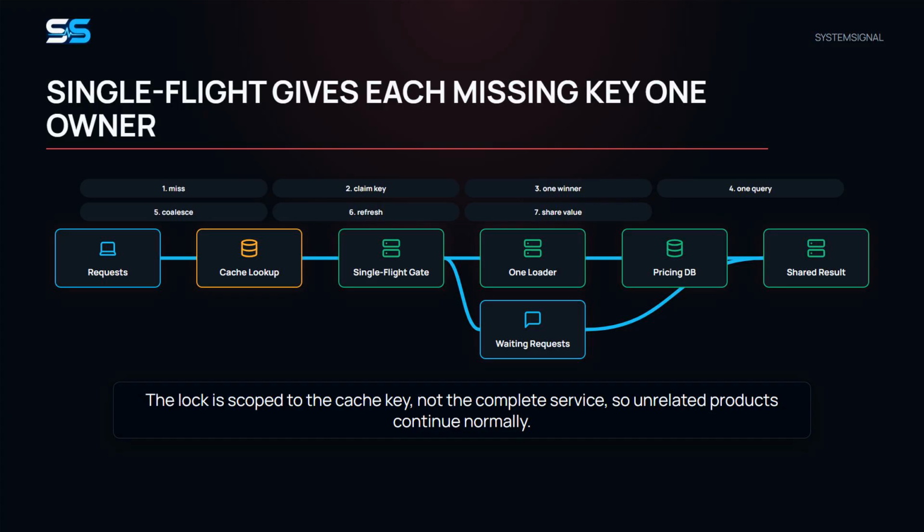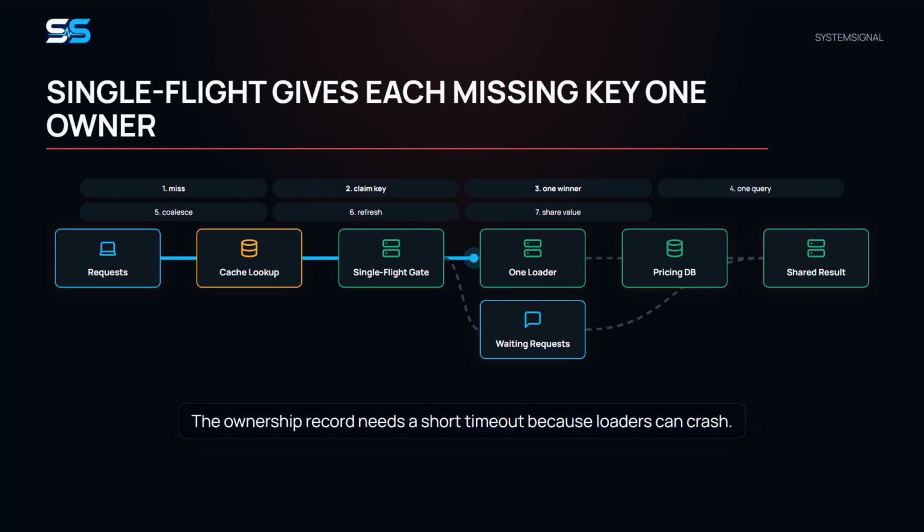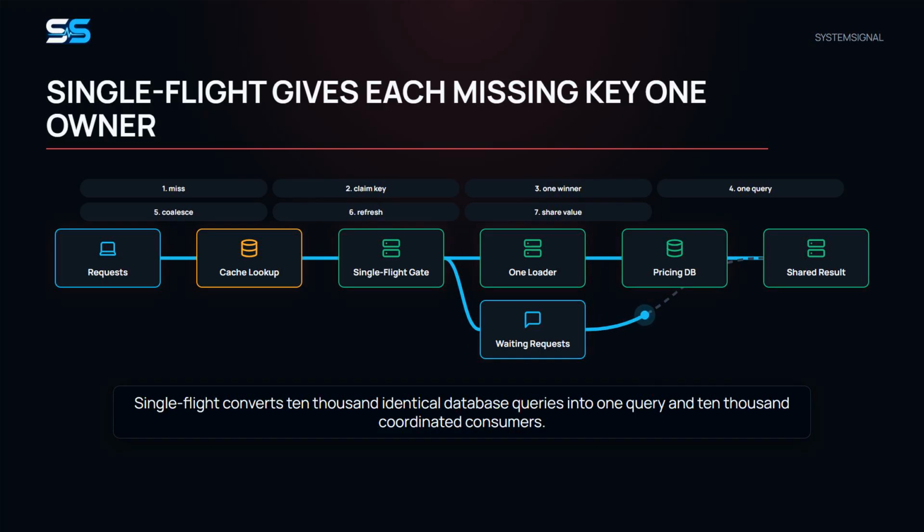The lock is scoped to the cache key, not the complete service, so unrelated products continue normally. The ownership record needs a short timeout because loaders can crash. It also needs bounded waiters. Single flight converts 10,000 identical database queries into one query and 10,000 coordinated consumers.